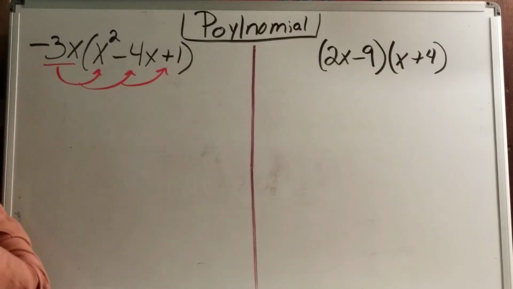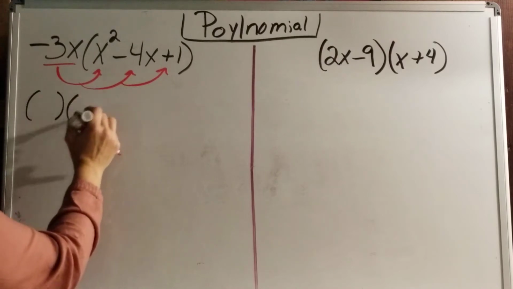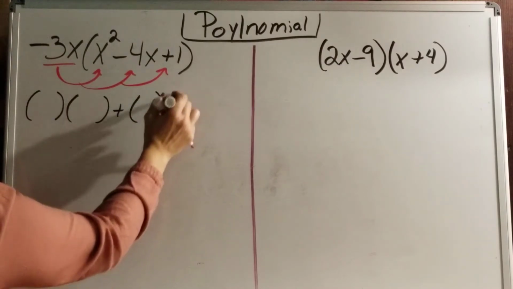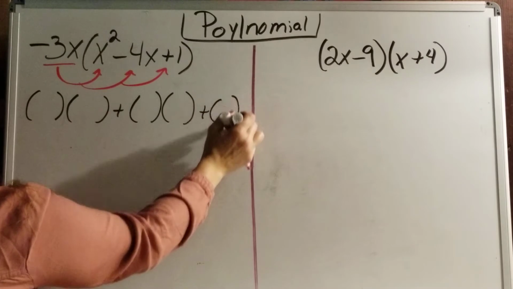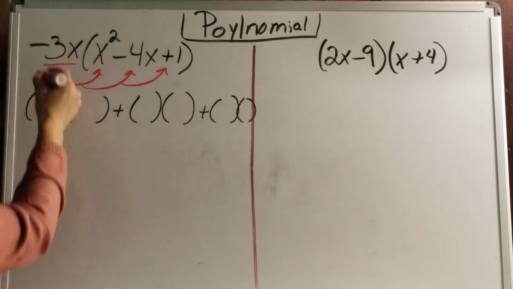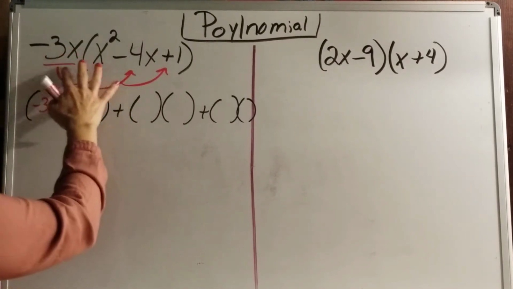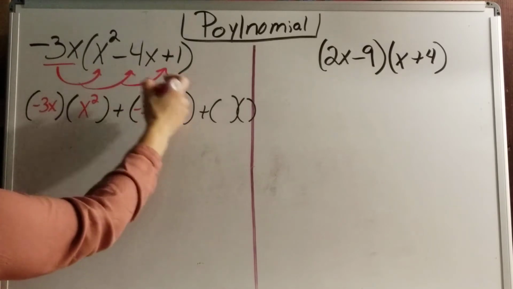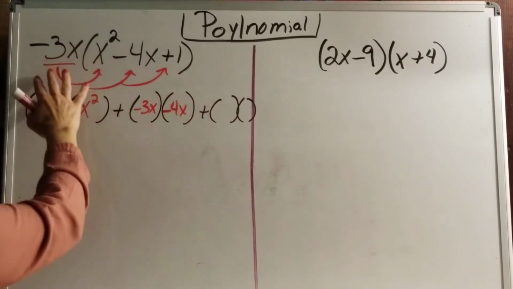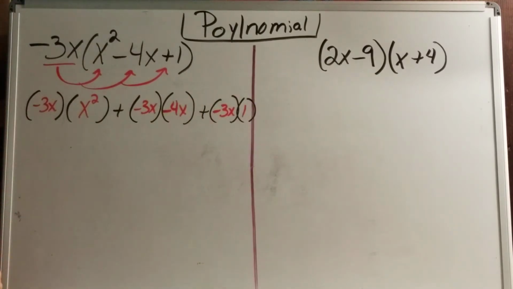I'm going to write this extra step. Some of you may not want to, that's okay, but I'm going to write it and separate it by plus signs. Since there are 3 terms in the parentheses, I know I'm going to have 3 multiplications out here. So I have negative 3x times x squared, negative 3x times negative 4x, negative 3x times positive 1. So I've distributed the negative 3x to everything in the parentheses.